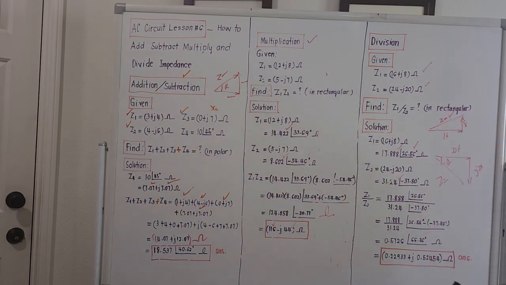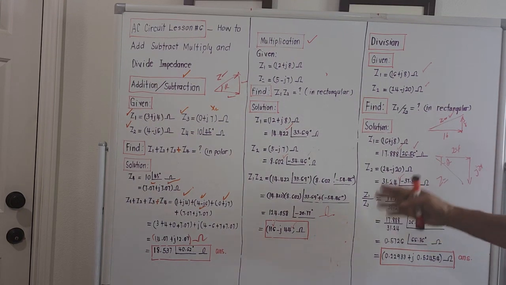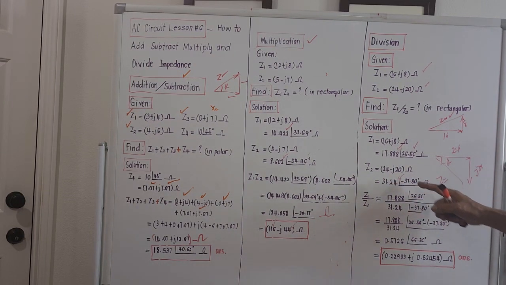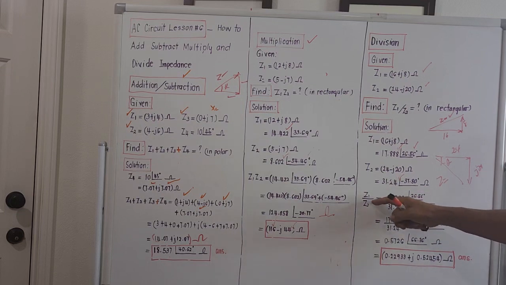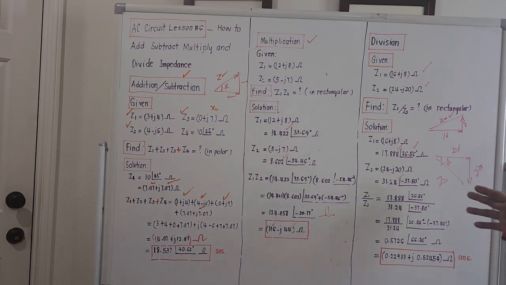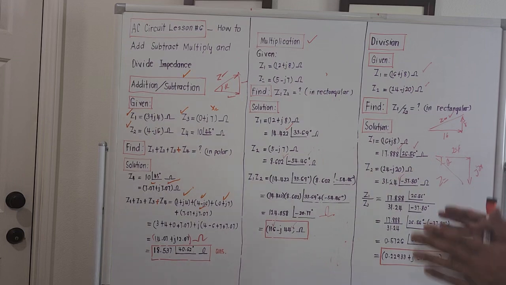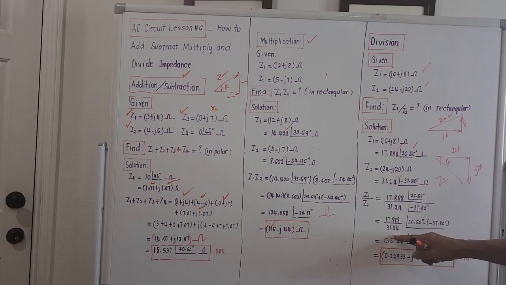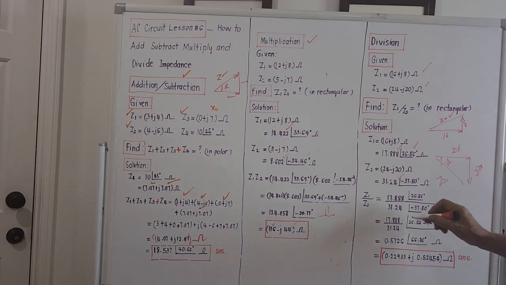So to find the ratio of Z1 over Z2, they are now both in polar form. So this is 17.88 angle 26.56 over 31.24, angle minus 37.80 degrees. And the rule under division, I am telling you now, this will not change. As long as we are living, this concept will not change. The resulting magnitude will be the magnitude of the numerator divided by the magnitude of the denominator. That's the resulting magnitude, right?